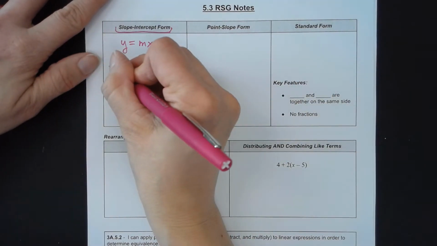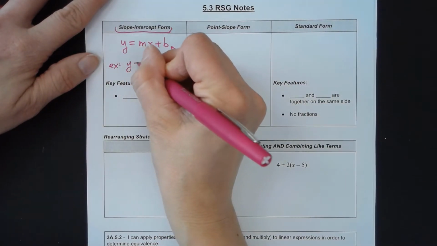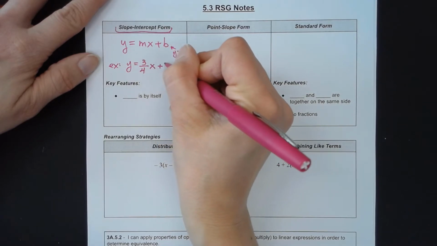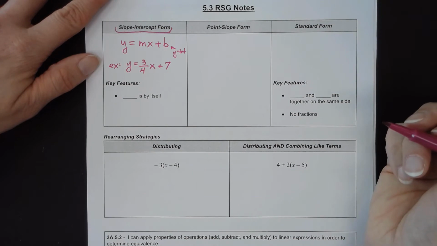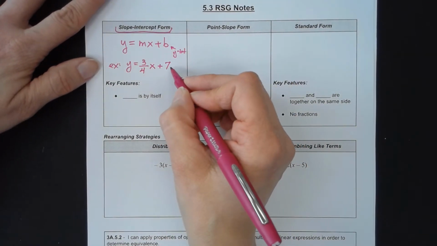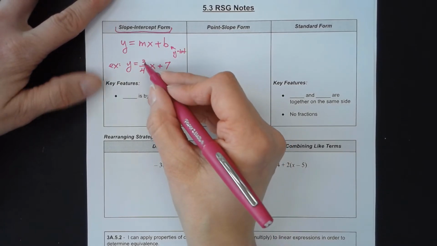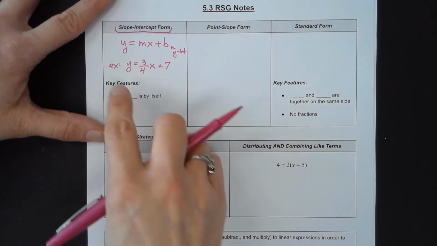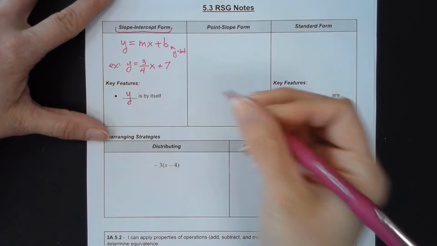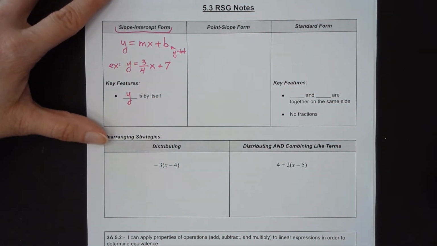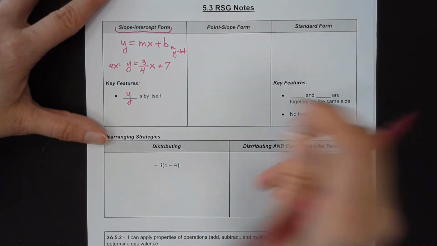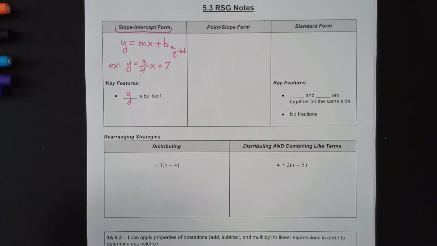Okay, here's an example of one. Y equals 3/4 x plus 7. Okay, so this is the small version. The starting point would be 7. The line would be going uphill. The important thing to know when I'm given an equation like this, okay, is the y is by itself. Sometimes we call that the f of x. Okay, so this is slope-intercept form.